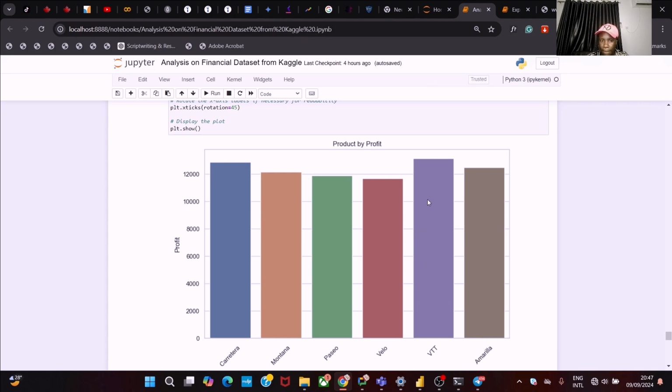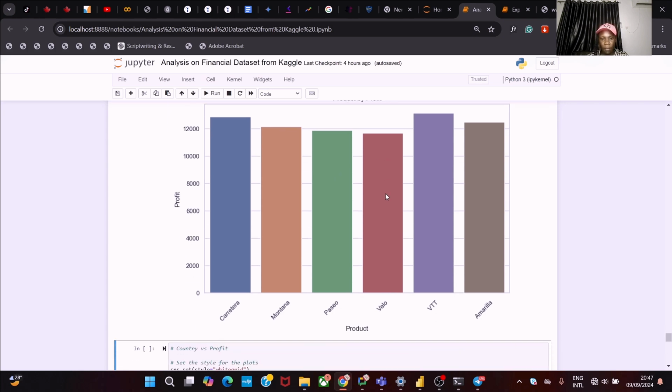Followed by Caritera, then followed by Amarilla, then followed by Montana, followed by Passio, then followed by Velo.